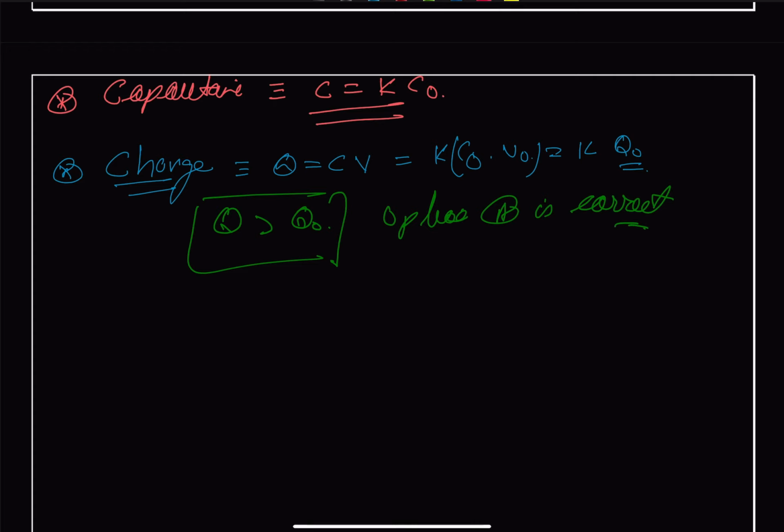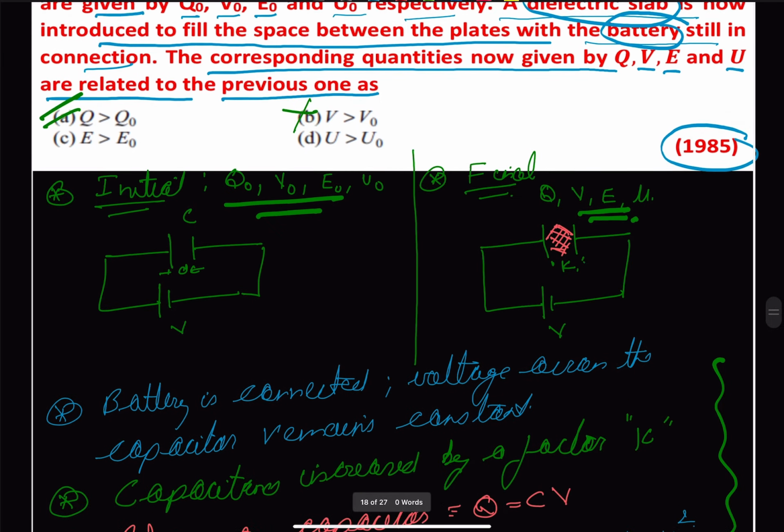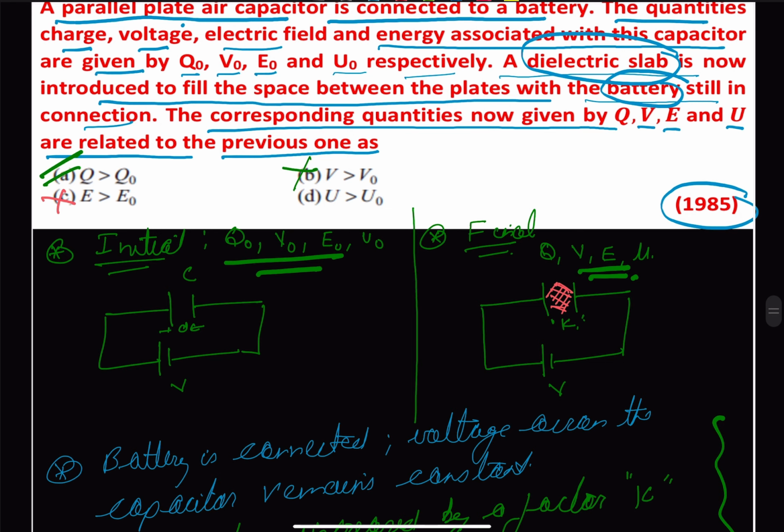And next is the electric field, which is E is equal to V upon D, or we can also write this as V naught upon D, and here both are constant. Therefore our electric field is equal to E naught, it is not going to change. So electric field option C is also incorrect.